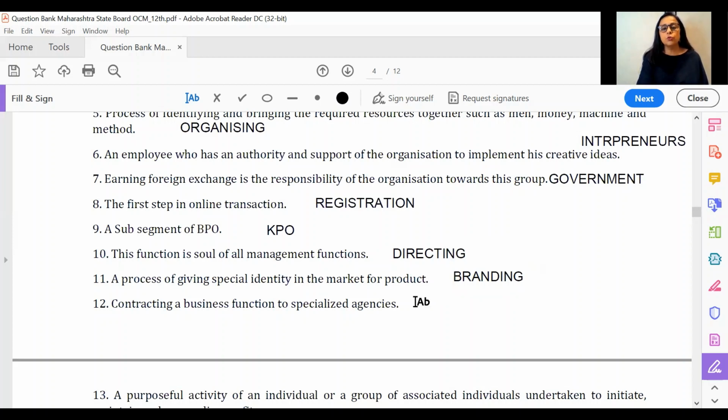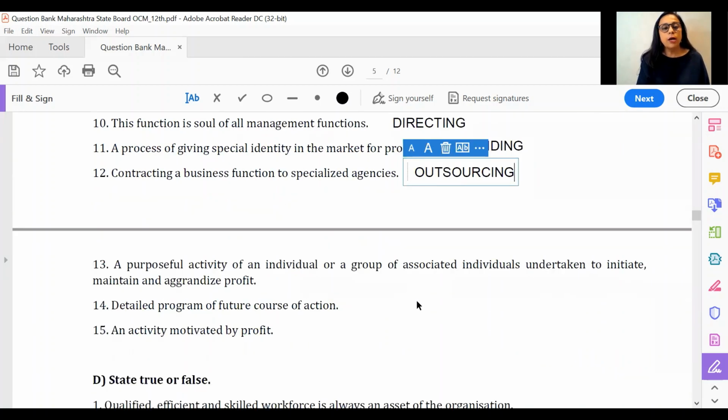Contracting a business function to specialized agencies, yet another very popular objective with the board, and the answer is outsourcing. A business function which is a non-core function, you allow an outside agency, which is an expert or specialized agency, and they will be performing the task for you. That's what we have under outsourcing. Then again, you have objective number 13, a purposeful activity of an individual or a group of associated individuals.